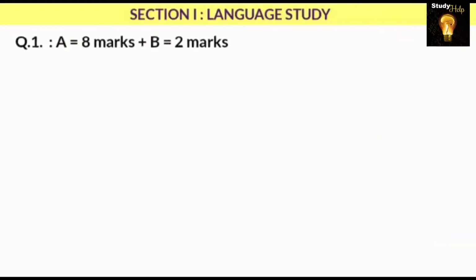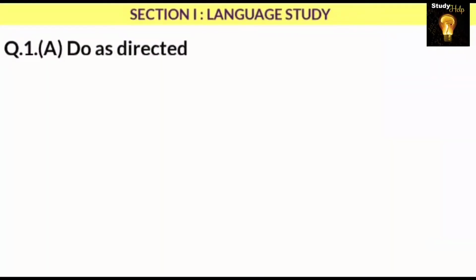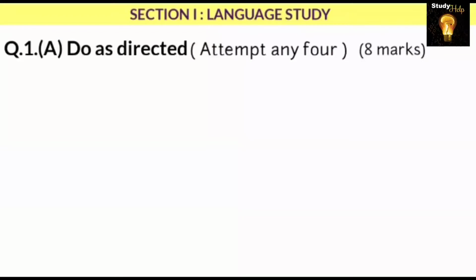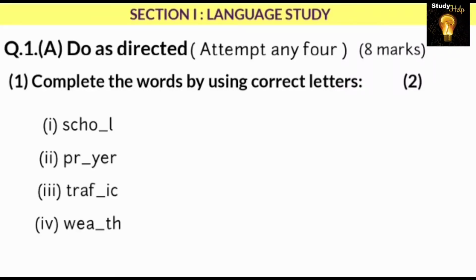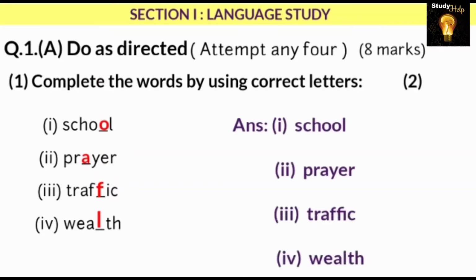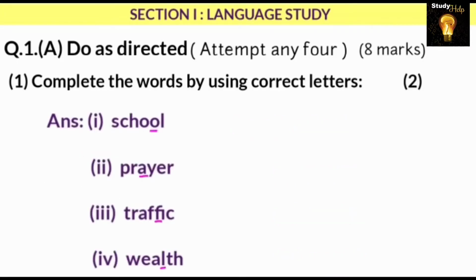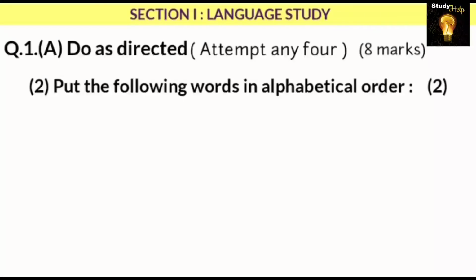The first section is dedicated for language study. It has two parts, A and B. The first, A, do as directed. There will be 6 activities and you have to attempt any 4 of them, each for 2 marks, total 8 marks. First activity is complete the words by using correct letters. So in every word one letter is missing. For example, here school, O, prayer, A, traffic, F, and wealth, L letter is missed here. You have to put them, and don't forget to underline the letters you have put there.